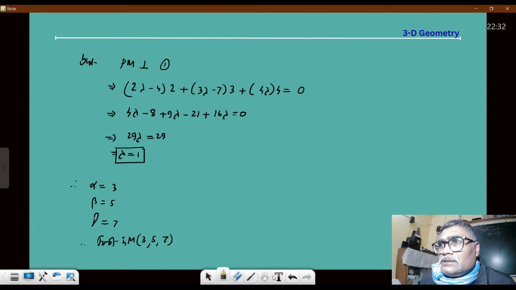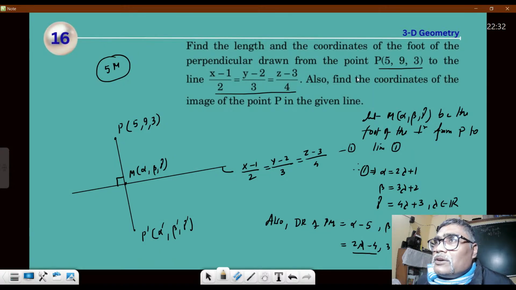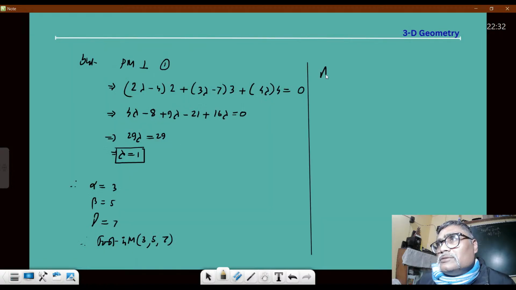I got the foot. Now this is a long problem. Again, I am telling you, after getting the foot, you are not done. This is the first step you did. Then you have to find the length of the perpendicular. That means you have to find the distance of PM. Distance of PM, so P is 5, 9, 3. Also, length of the perpendicular is equal to PM.